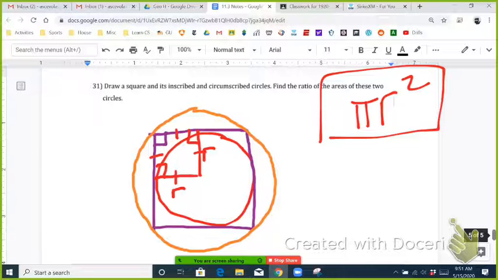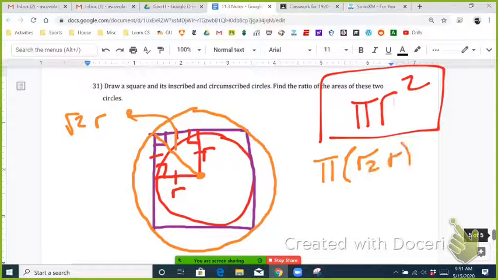Then, if you draw the radius of the bigger circle, like this, you can see that it's the diagonal of that square. So if you do special right triangles, that's a 45-45-90 triangle, or just the Pythagorean theorem with r, you get that the radius of that big circle is root 2 r. So the area of the big circle is pi times the radius squared, which is root 2 r squared. That simplifies to pi times 2 r squared, or 2 pi r squared.